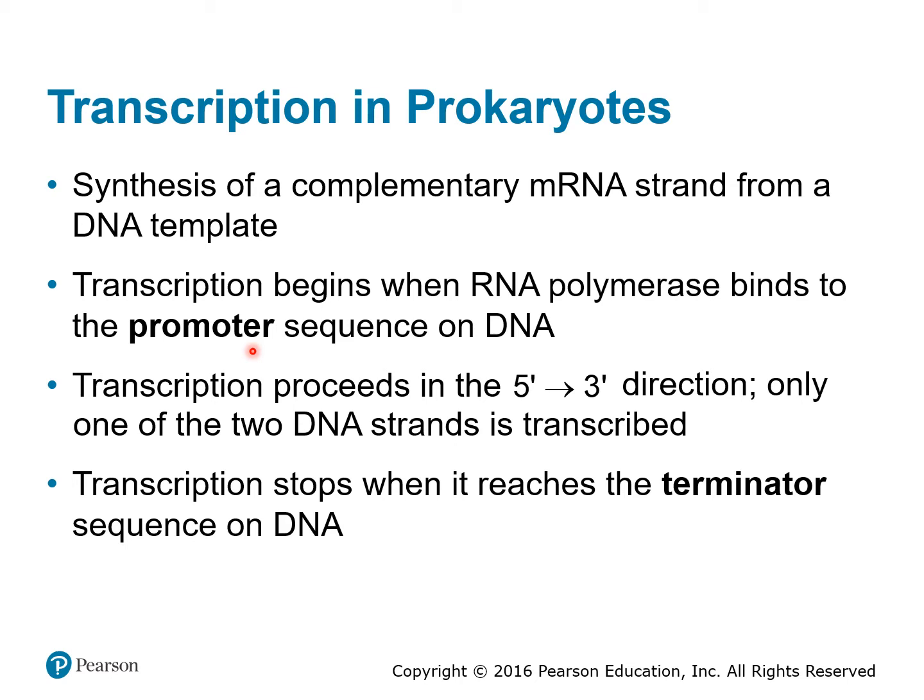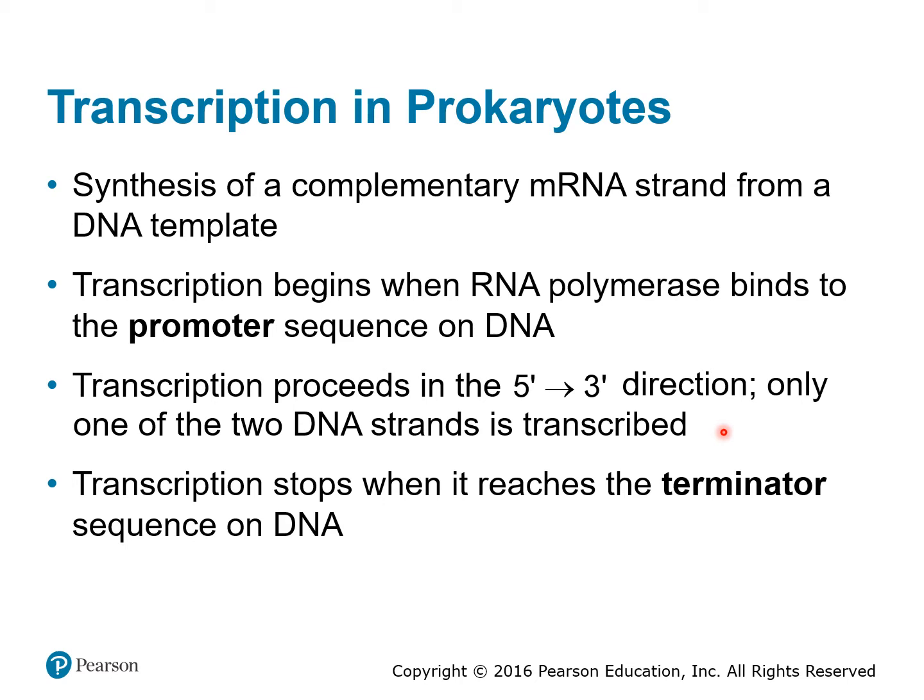But if RNA polymerase is not prohibited from binding to the promoter sequence, then transcription does take place, and transcription is going to start, as I said, building that messenger RNA sequence. The messenger RNA sequence, by the way, is single-stranded, so it's not double-stranded like the DNA. And when the messenger RNA is built, it's always going to proceed in the 5' to the 3' direction. And only one DNA strand gets transcribed.